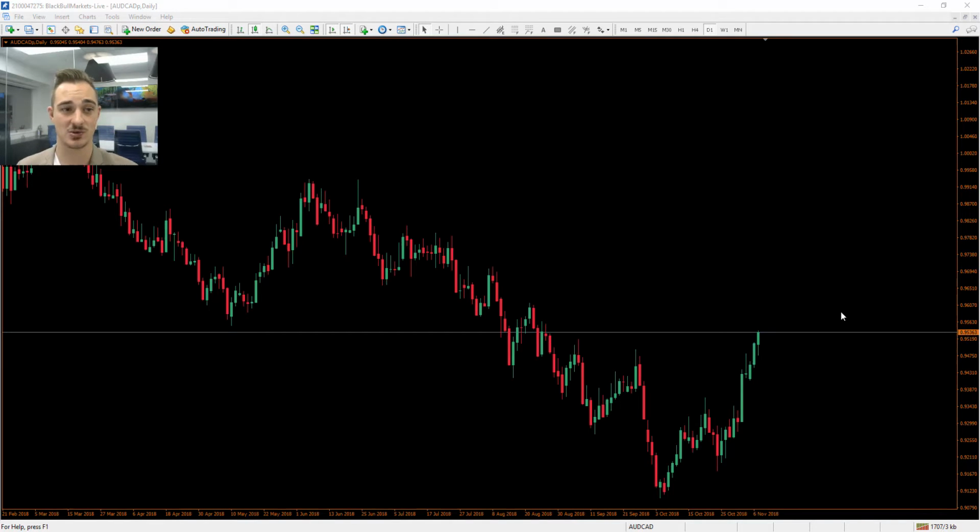The main one is the Aussie pair we'll be looking at, and the pound and the euro as well. So we'll dive straight into it. Here we've got our Aussie CAD. You can see here, this is on the daily time frame.